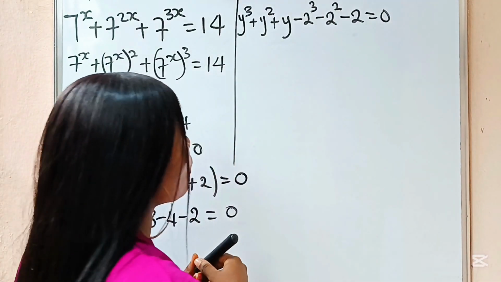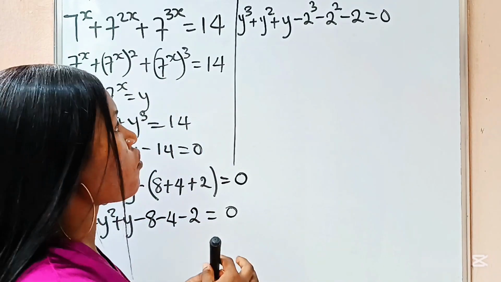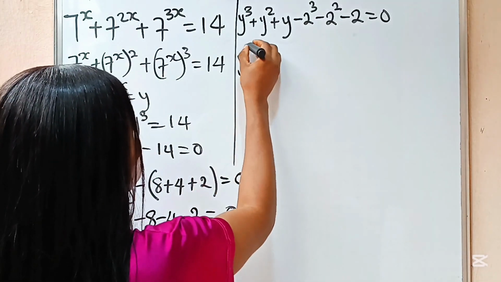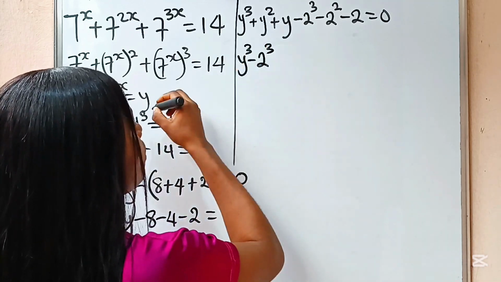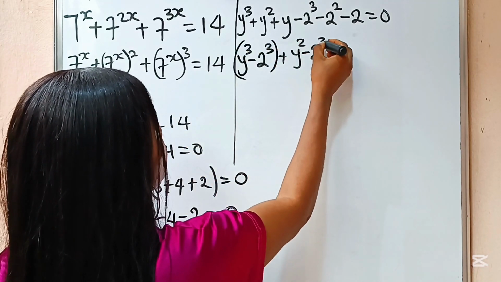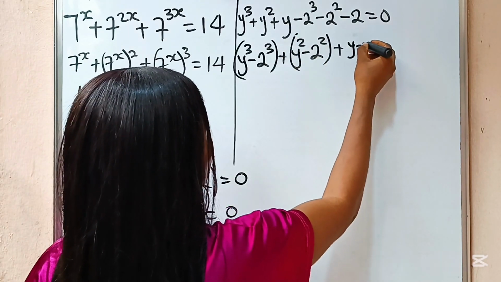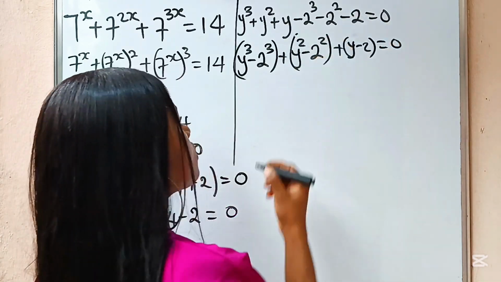So we can now bring them together. Let's collect the like terms. So if we collect like terms, we have y to the power of 3 minus 2 to the power of 3, okay, plus y to the power of 2 minus 2 to the power of 2, plus y minus 2, okay, is equal to 0.